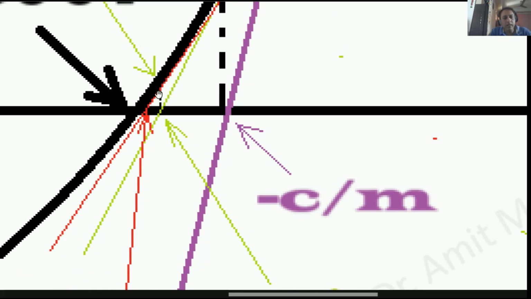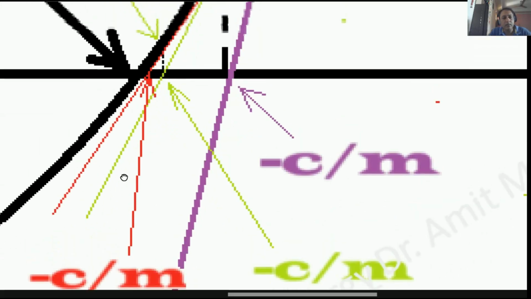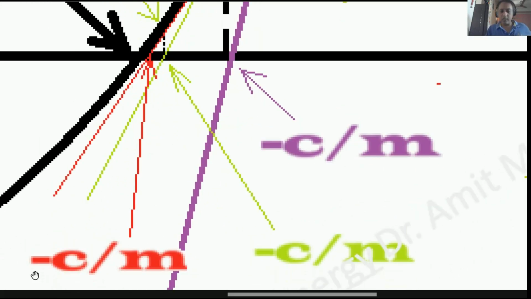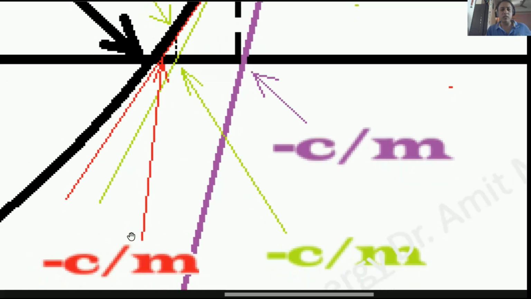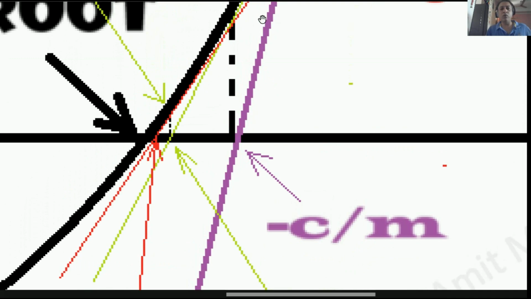That red tangent will also intersect the x-axis somewhere when y becomes 0. So over there I will get this red minus c by m. This third tangent's corresponding x, where it intersects the x-axis, you can see is very close to the root of this function. So if I put this minus c by m in the function, I will get the value of y closer to 0. This is how we roll the tangent on the curve and finally reach the root of the function.